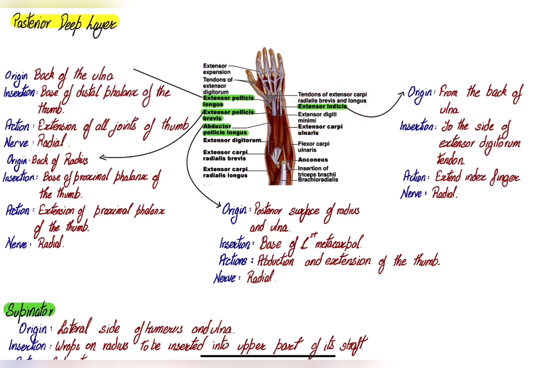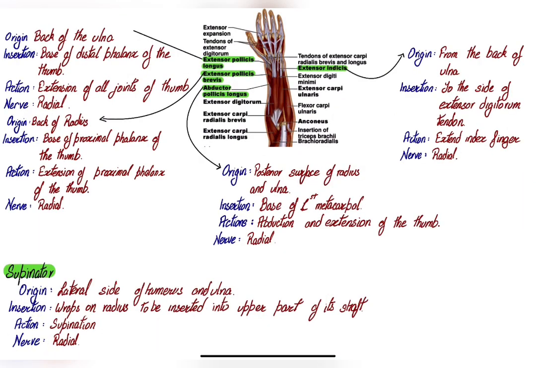The last muscle which is depicted on this picture is extensor indicis. The origination is from the back of the ulna, similar to other muscles in the group. The insertion is to the side of the extensor digitorum tendon, and the action that it performs is extending the index finger, and the nerve that passes through it is the radial nerve.